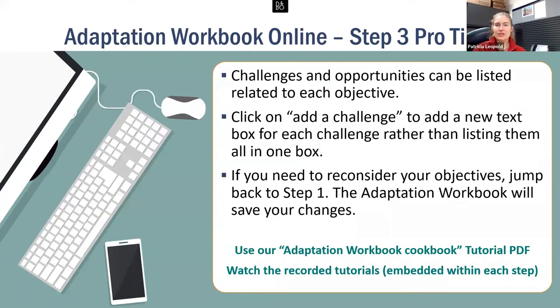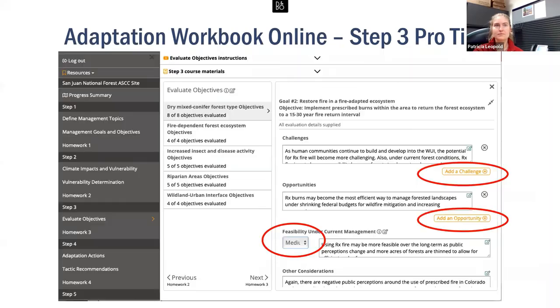And then just a reminder, as you are getting into step three, here are some pro tips. Those challenges and opportunities can be listed related to each objective. So you'll wanna click on add a challenge to add a new text box for each challenge rather than listing them all in one box. And if you do feel like you need to reconsider your objectives, you can jump back to step one and the adaptation workbook will save your changes. So that is a nice feature.